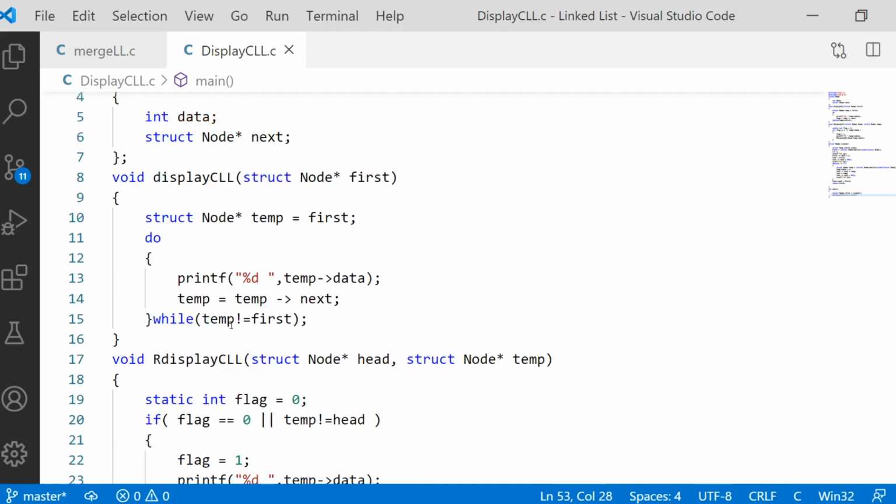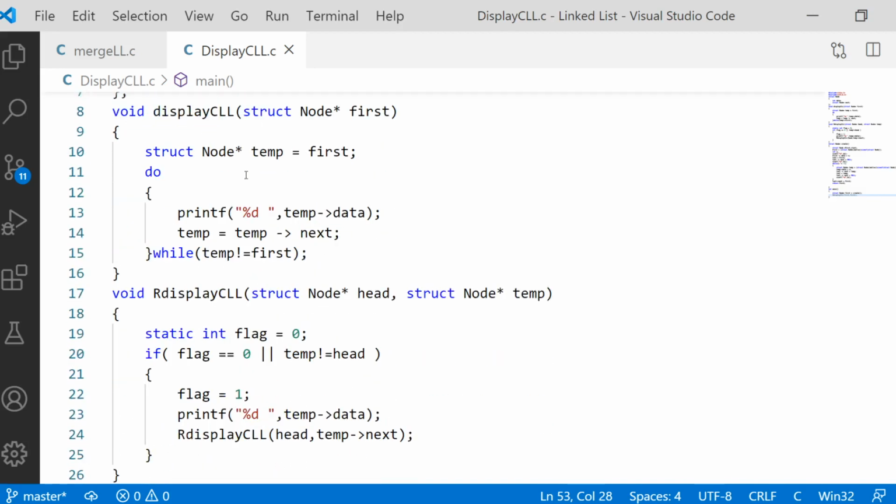Coming here to the first, the iterative approach, let us take the function signature as T of n, time function, where n is the total number of nodes available in the linked list. First line will be taking n unit time, just for assigning first to temp.